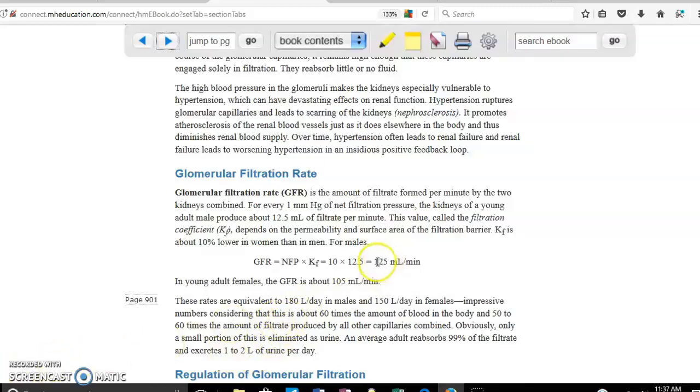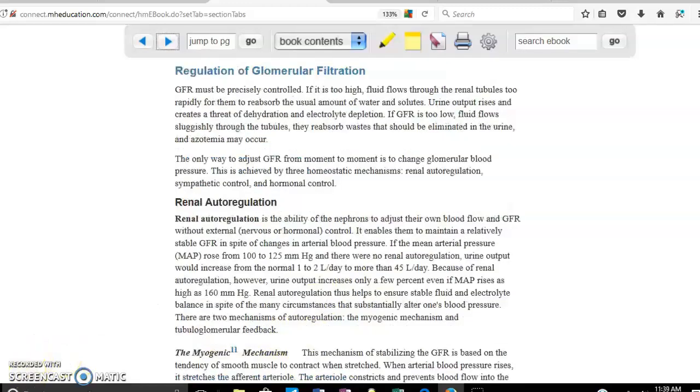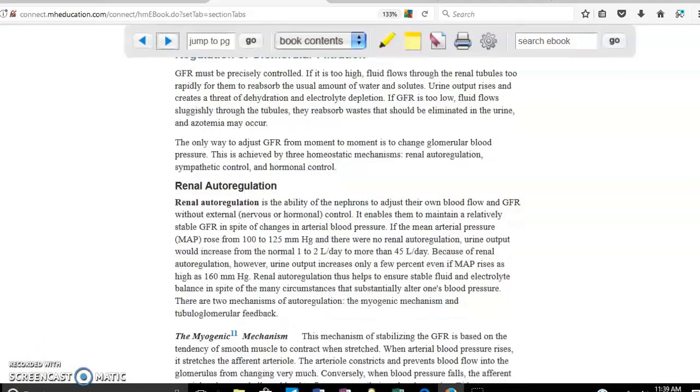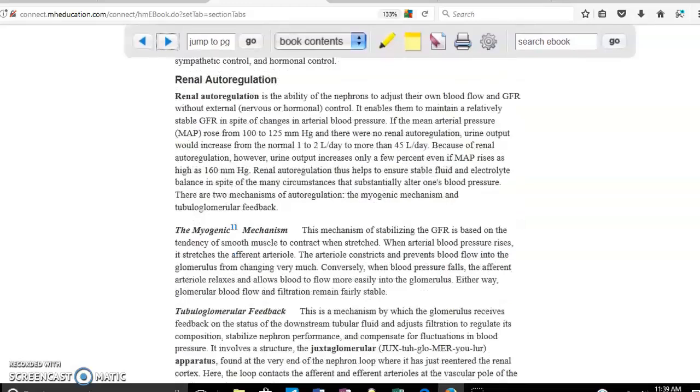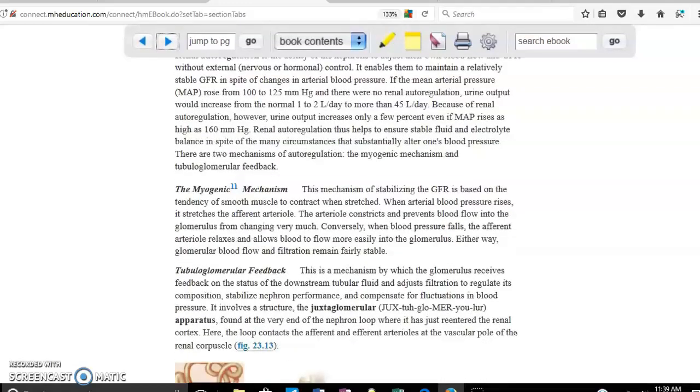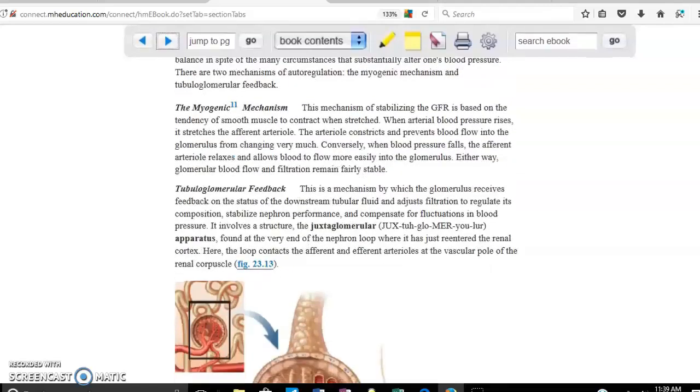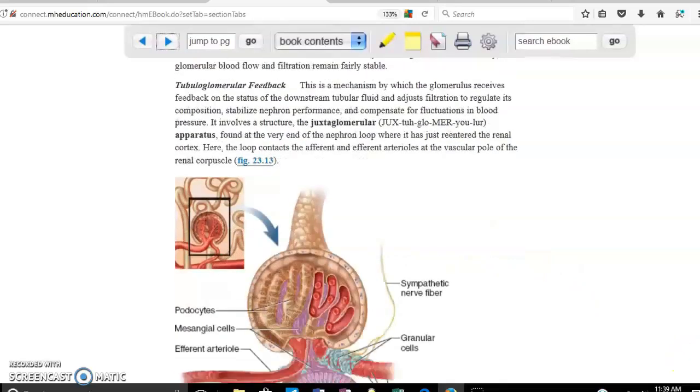Therefore, this glomerular filtration rate must be controlled, and because of that, we have the next topic, which is regulation of glomerular filtration. Okay, let's take a look at the regulation of glomerular filtration, and we see in there renal artery regulation. There are two very important processes for this: the myogenic mechanism and the tubuloglomerular feedback, which falls under the juxtaglomerular apparatus. Let's take a look at this with a little bit more detail.